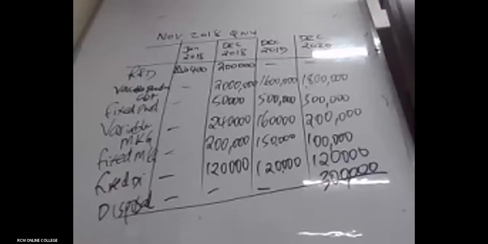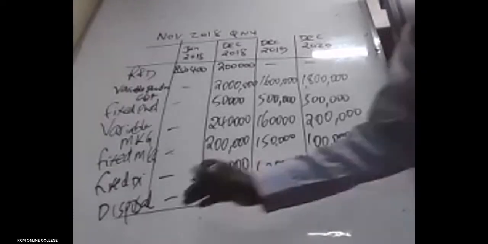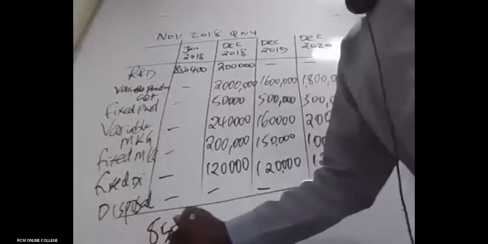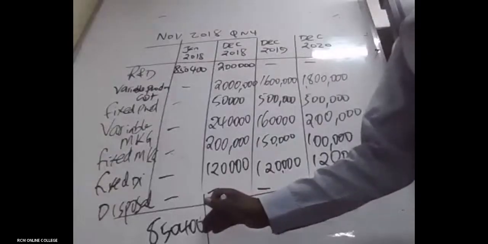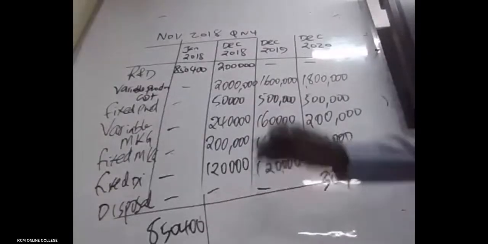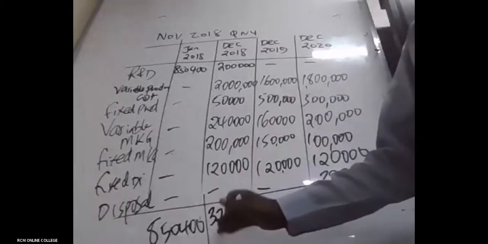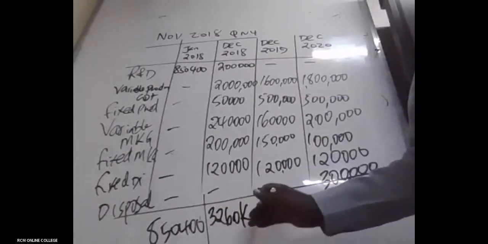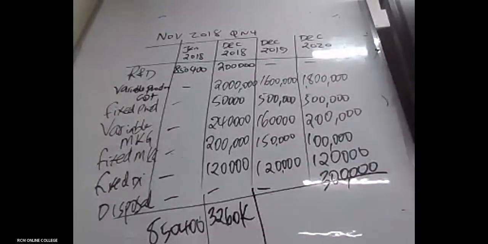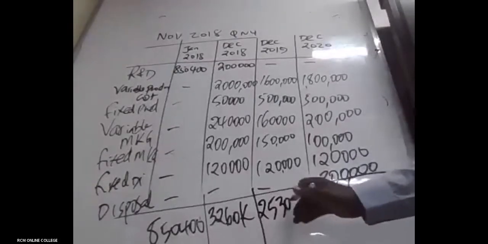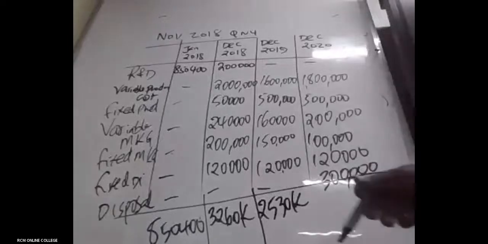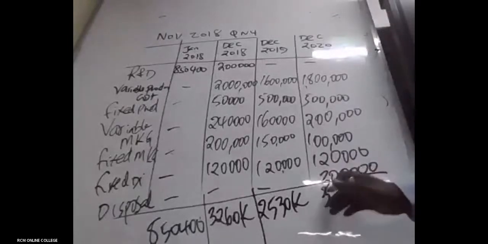Ya kwanza naambiwa ni ngapi? 850. Ya pili 3260. 3260 K. Allow me to use the word K for 1,000. 2530 K. Ya mwisho kabisa 3020.